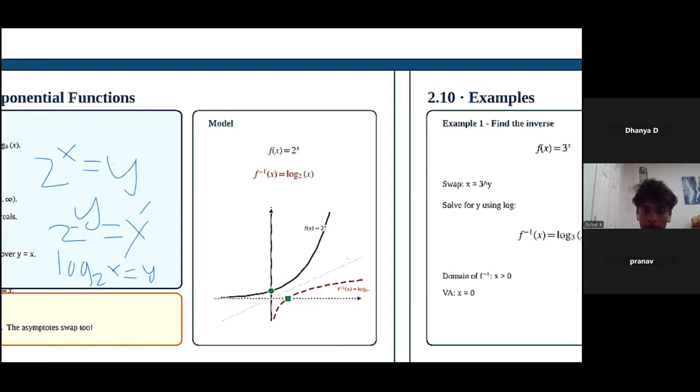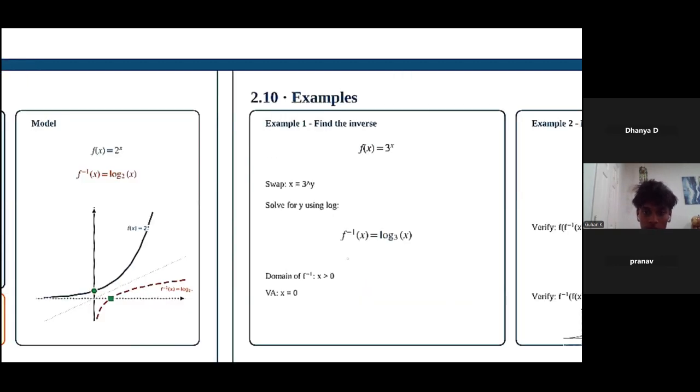Here, find the inverse. So y equals 3 to the x. Now let's swap these two. 3 to the y equals x. And then take the log. So log base 3 of x equals y.